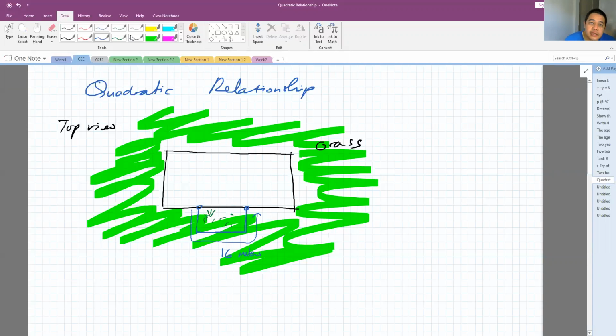Now the question is, calculate the largest area of this garden. Right. Now, when we want to answer a question like this, I think the first thing that we need to think about is the mathematical model.